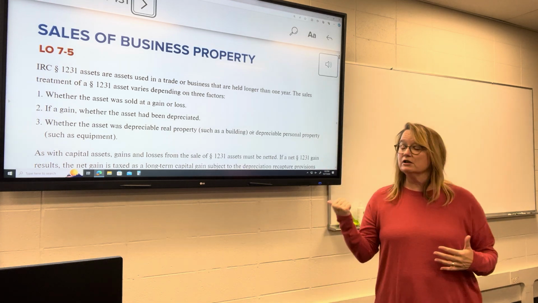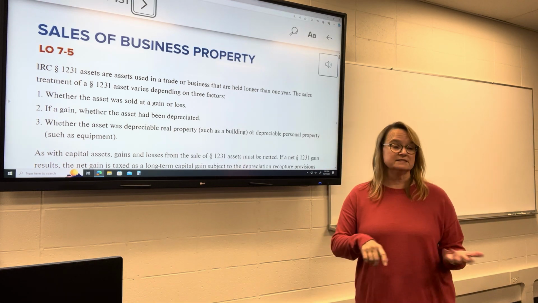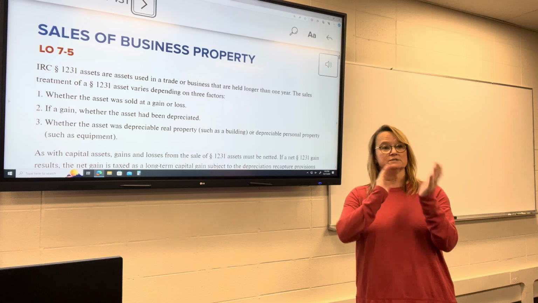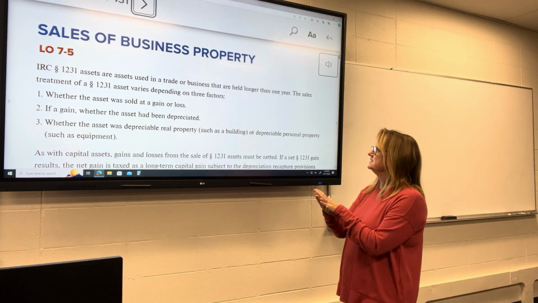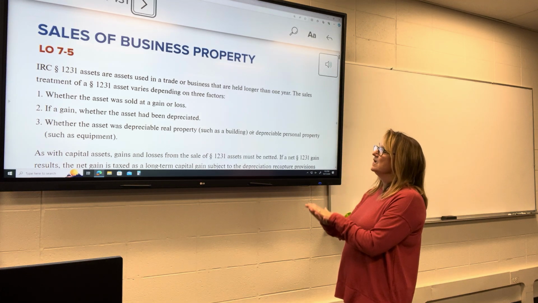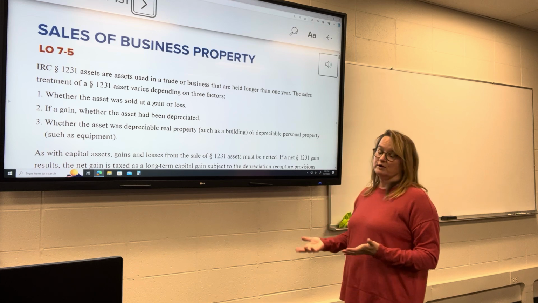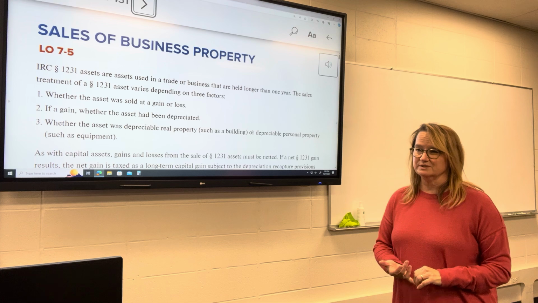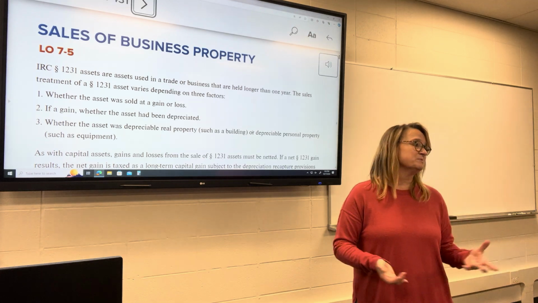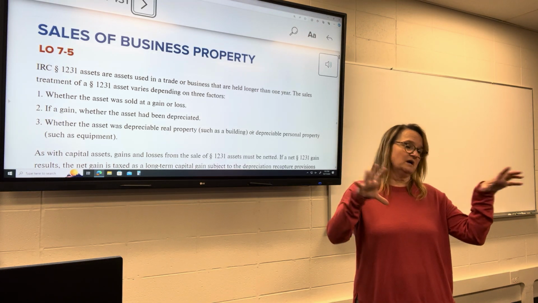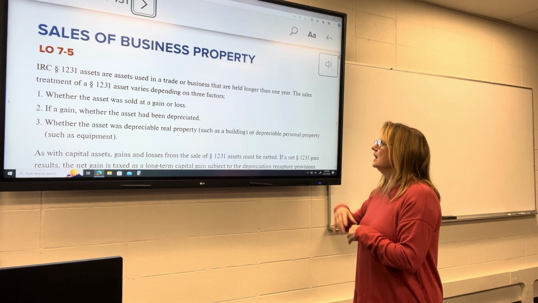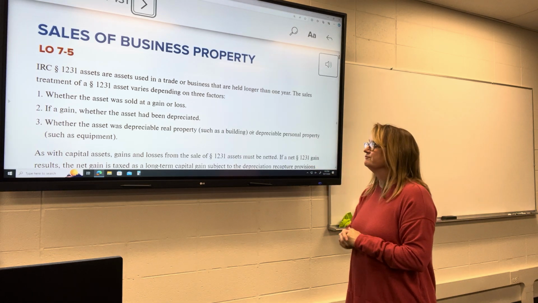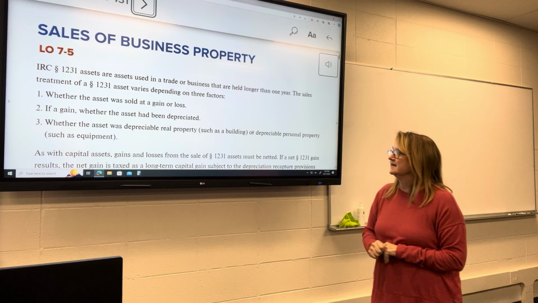All of this stuff gets reported on the second half, the other side of the page, of Form 4797. Remember, these are called 1231 assets. Those capital assets are called 1221 assets. We didn't really have a name for the ordinary income ones because they come from different parts of the tax code. But these are referred to as 1231 assets.